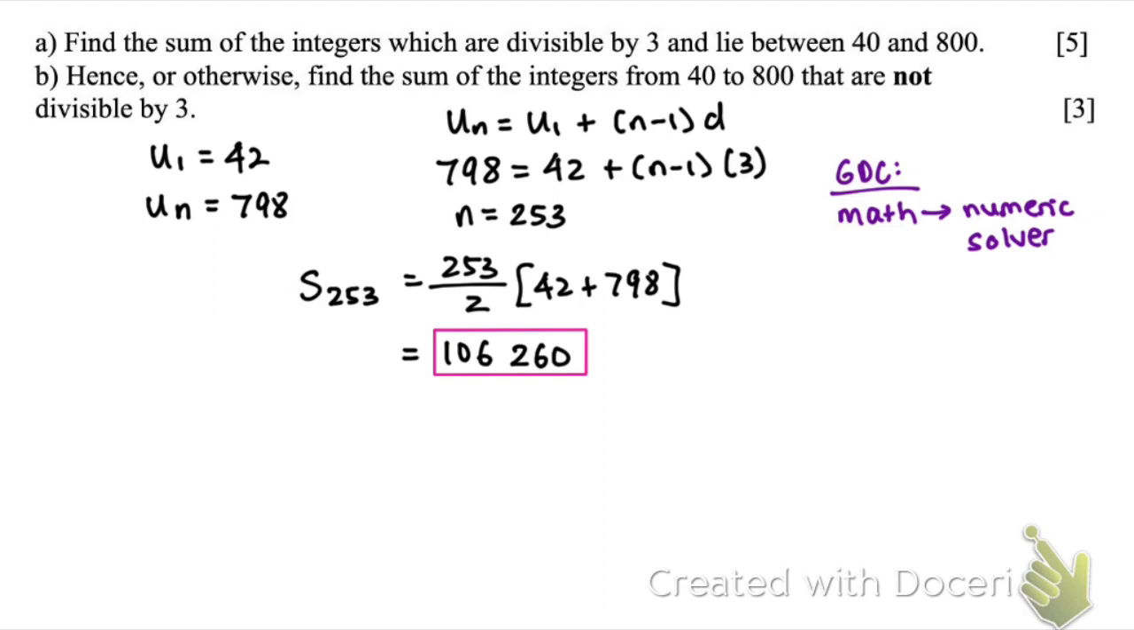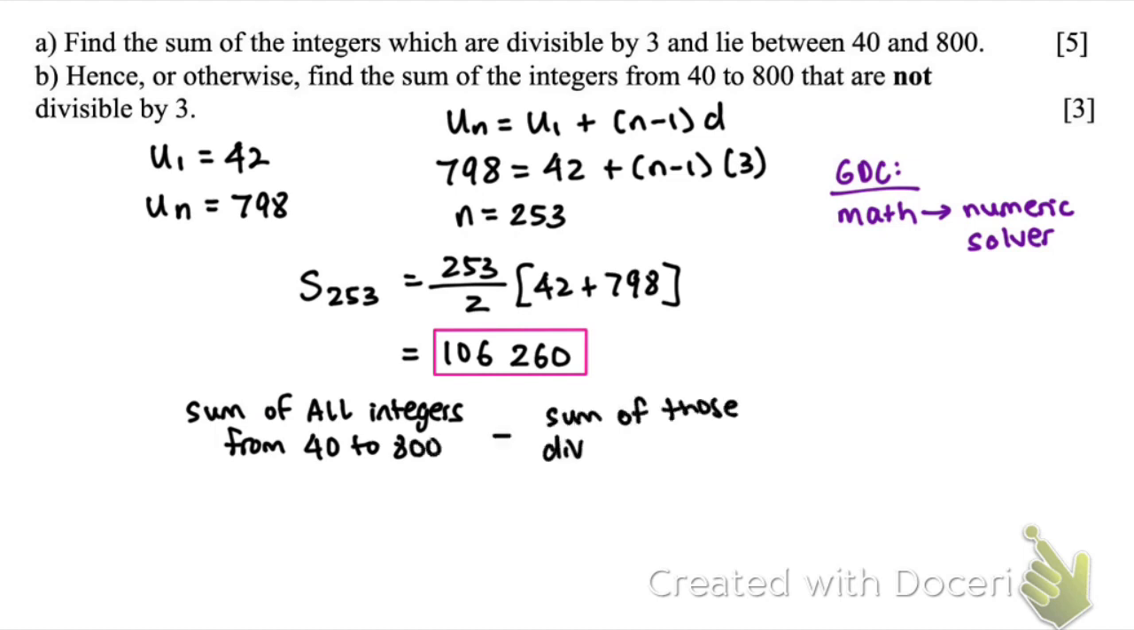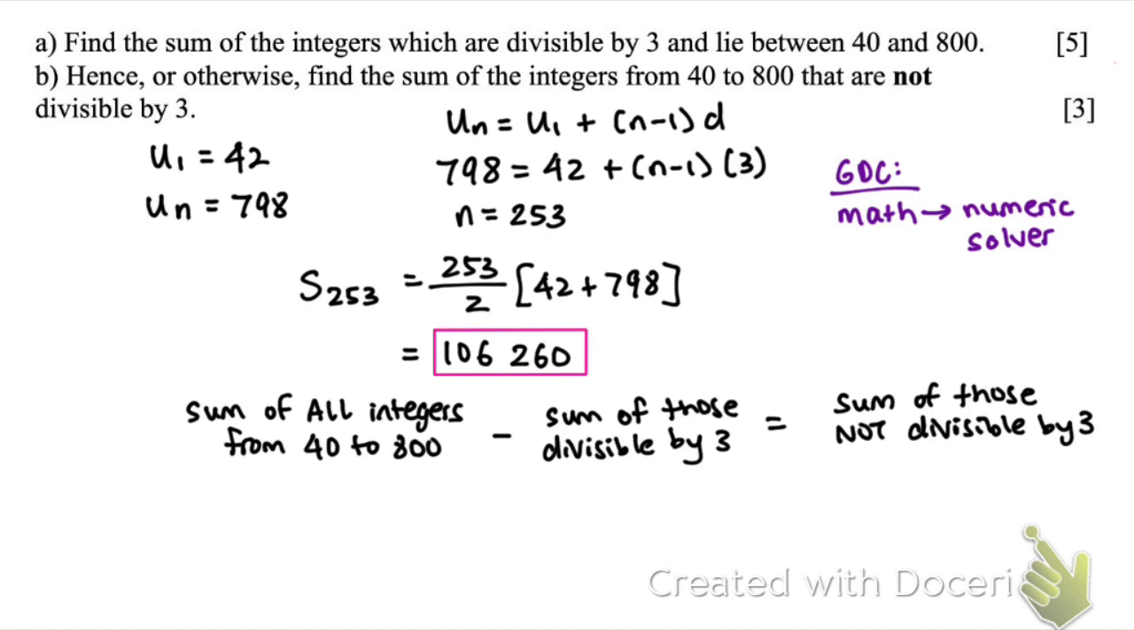In part B, we're asked to find the sum of the integers from 40 to 800 that are not divisible by 3. Let's think about that and break it down for a moment. To find the sum of all the integers from 40 to 800 that are not divisible by 3, we first need to find the sum of all the integers from 40 to 800. Then we want to subtract the sum of those integers that are divisible by 3. This would leave us with the sum of the integers that are not divisible by 3.